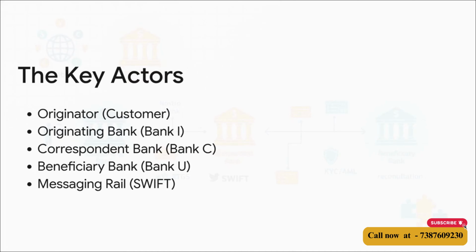Okay, so let's meet the cast of characters in this little drama. First up, the originator. That's our importer. Then, their local bank in India, the originating bank. The star of the show, really, is the correspondent bank in the US. This is the Indian bank's crucial partner. Then, you have the beneficiary bank, where the supplier has their account. And connecting them all is the SWIFT network. Think of it as the super secure messenger service that carries all the instructions back and forth.